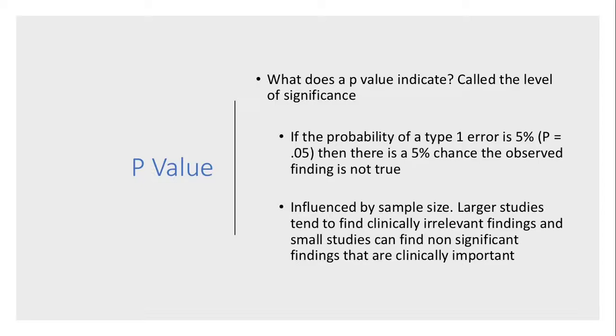The p-value, which I've already mentioned, is called the level of significance. And we've already discussed, it is the probability that we'll make a type 1 error. And the p-value can be influenced by the sample size. So larger studies tend to find clinically irrelevant findings, and small studies can find non-significant findings when in fact they are clinically important.